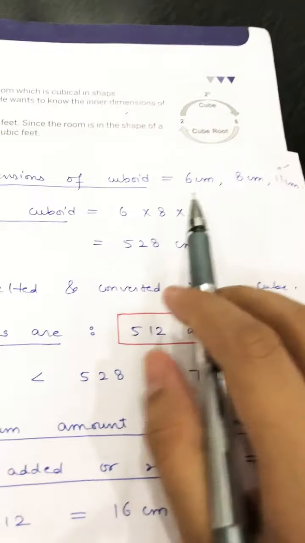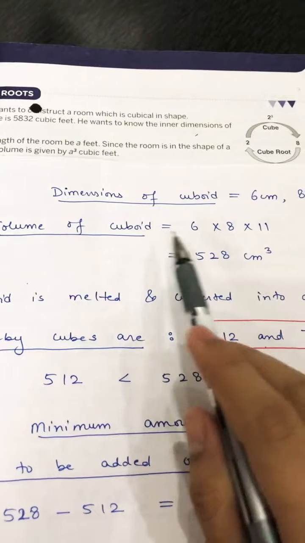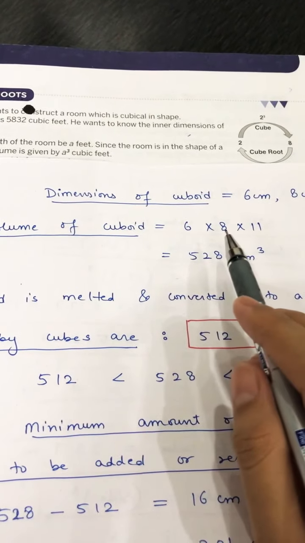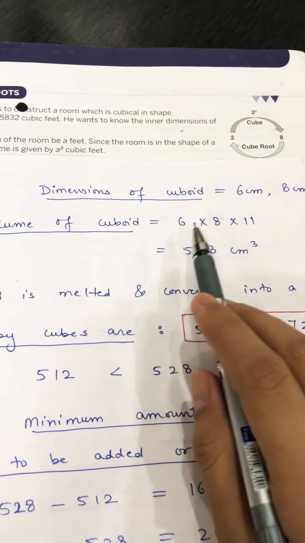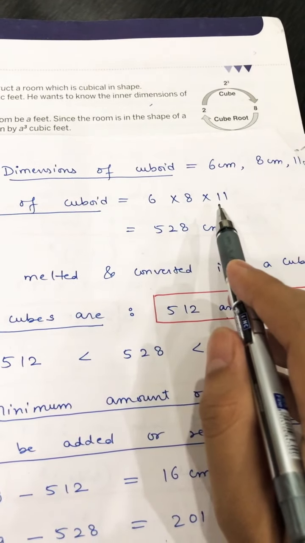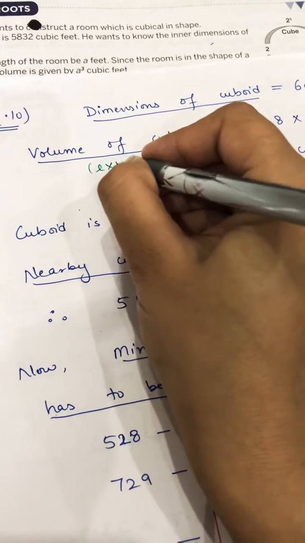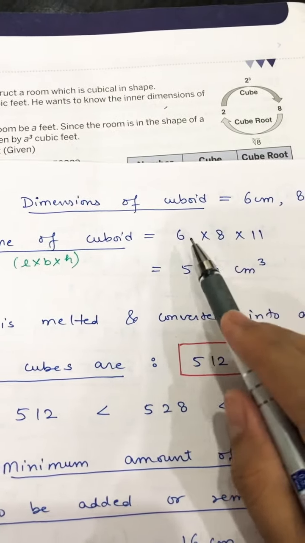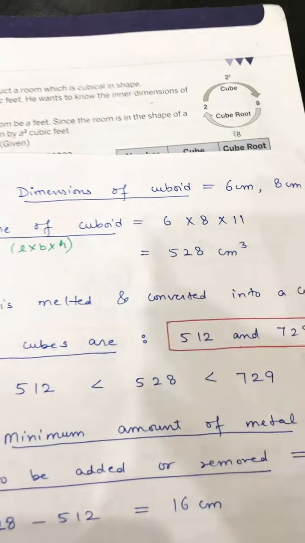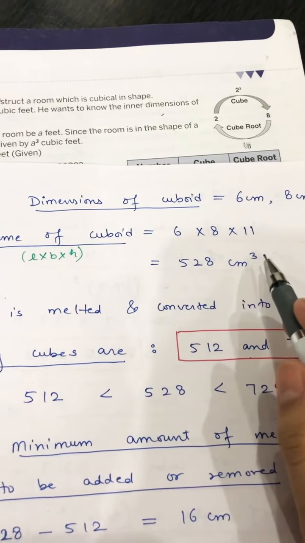The dimensions of the cuboid are given to you: 6 centimeter, 8 centimeter, 11 centimeter. Now the volume of the cuboid is equal to 6 multiplied by 8 multiplied by 11. The volume of a cuboid is length multiplied by breadth multiplied by height. I'm writing it here. This is your length, this is breadth, this is height. So you have to multiply all three sides. So the volume of the cuboid will be equal to 528 centimeter cube.